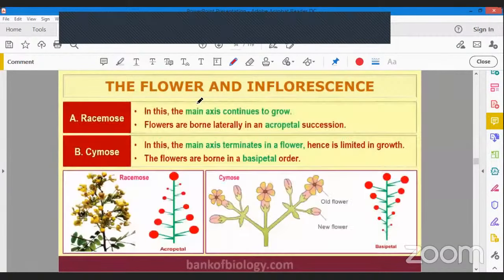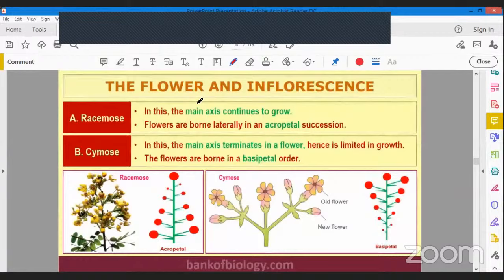Done. So now we go to the racemose inflorescence. Racemose has the main axis and it continues to grow. The flowers are borne laterally in an acropetal succession. Laterally means all along the length, in an acropetal succession. That means the older flowers are at the bottom and the younger flowers at the top.